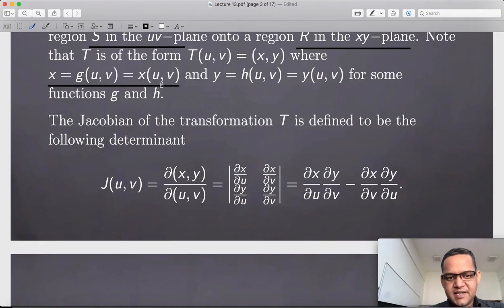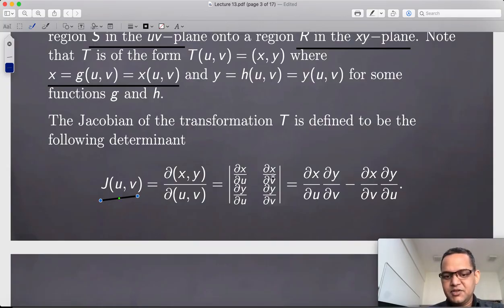So think of x as a function of u and v, similarly y as a function of u and v, and define the Jacobian of this transformation by this. So the notation is J of u and v, or partial x and y by partial u and v. You should not get confused that this is a new partial derivative. No, it is just a notation for the Jacobian, and this is basically defined via this determinant.